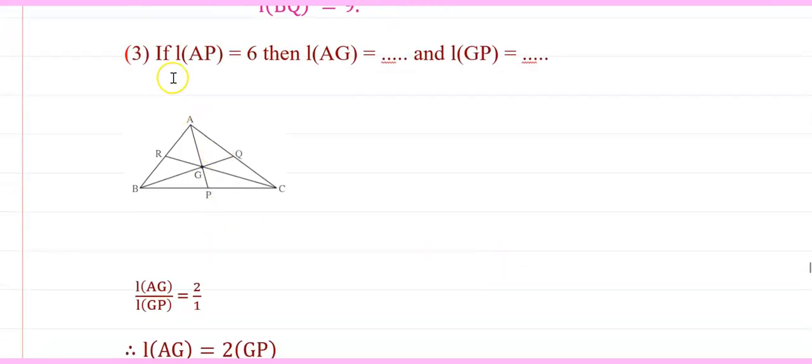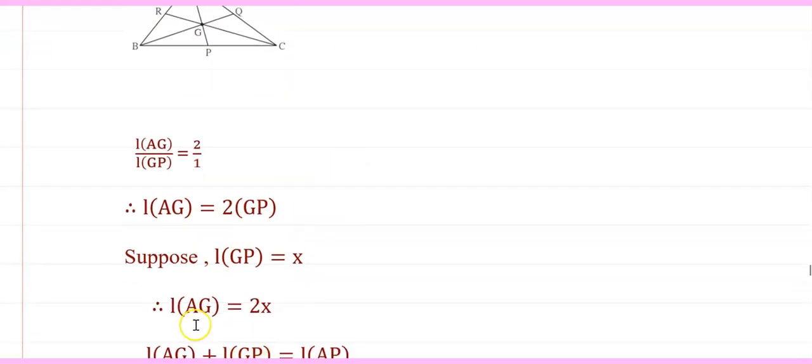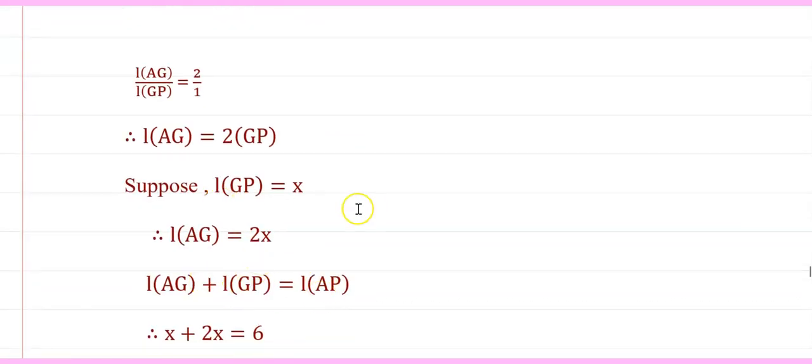And the last question, length AP is equal to 6. A to P is equal to 6. Find length AG and the length GP. As G divides this median in 2 as to 1 parts, the total part is 3. Therefore 3x is equal to 6. Then x is equal to 2. This will be 2 and this will be 4. By using the formula, we will find it. AG upon GP is equal to 2 upon 1. Length AG is equal to 2 times GP. And suppose this GP is x, then AG is 2x.